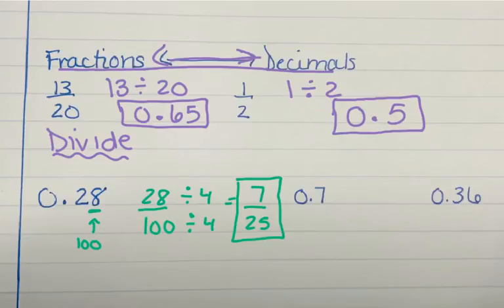Okay, let's look at the next one. We have 7. This is in the tenths place. So now I'm going to create 7 over 10. Now, I can't actually reduce that. 7 is a prime number. So this is already reduced for us.